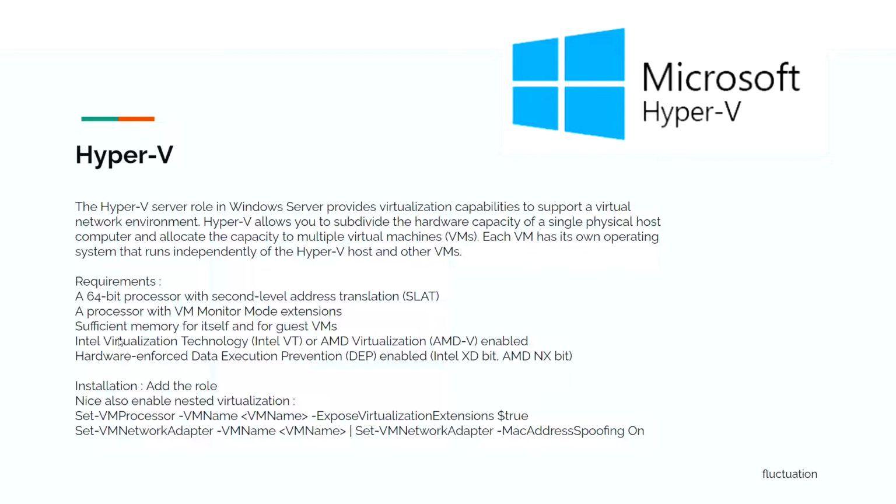So, how can you do that? To install Hyper-V, you add the role. But what happens if you don't have a physical server and you want to test Hyper-V? For that, you will need to enable nested virtualization.